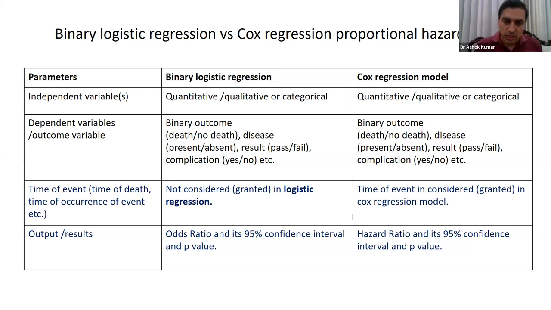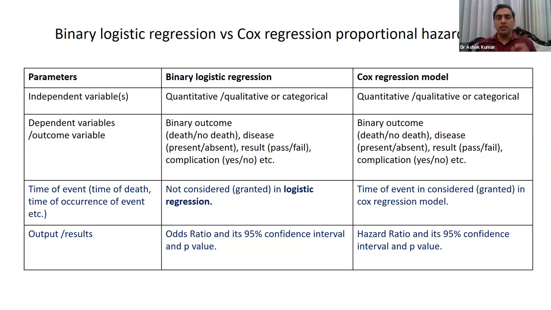But in binary logistic regression, there is no time of event. As we have already discussed, the output in binary logistic regression is odds ratio, 95% confidence interval and p-value. Whereas in Cox regression model, it is hazards ratio, the 95% confidence interval of the hazards ratio, and its p-value. So this is the main difference between binary logistic regression and Cox regression model.